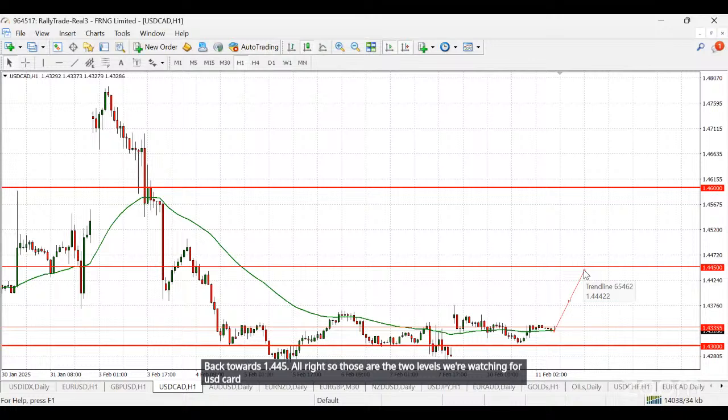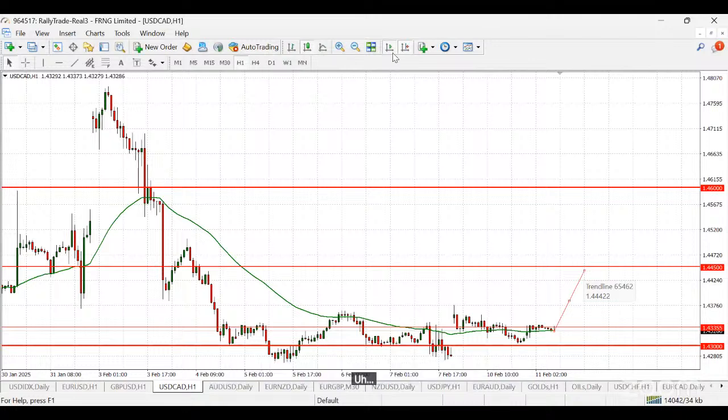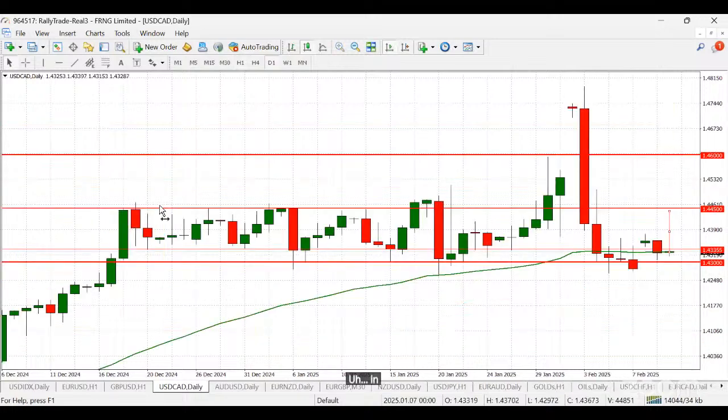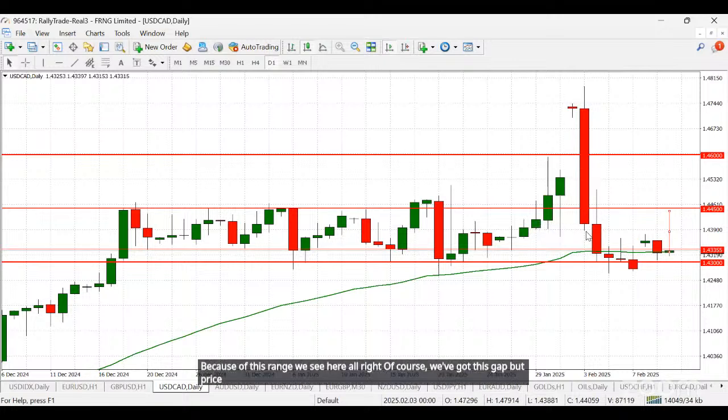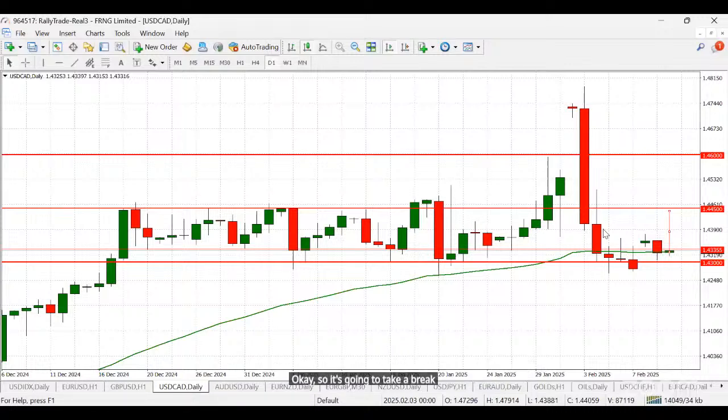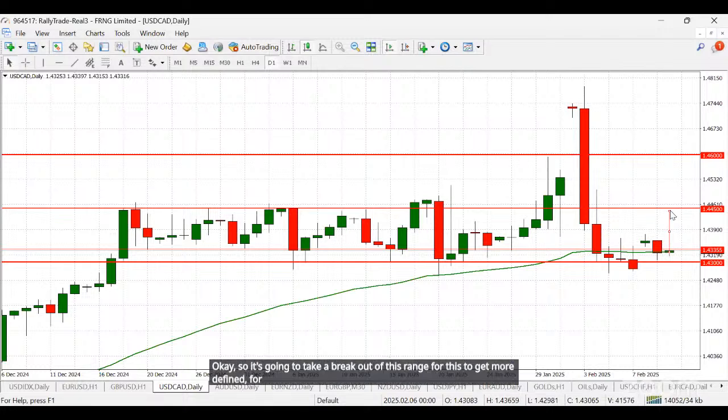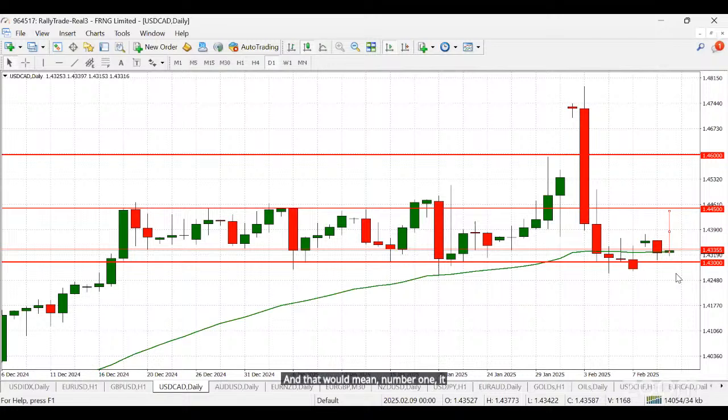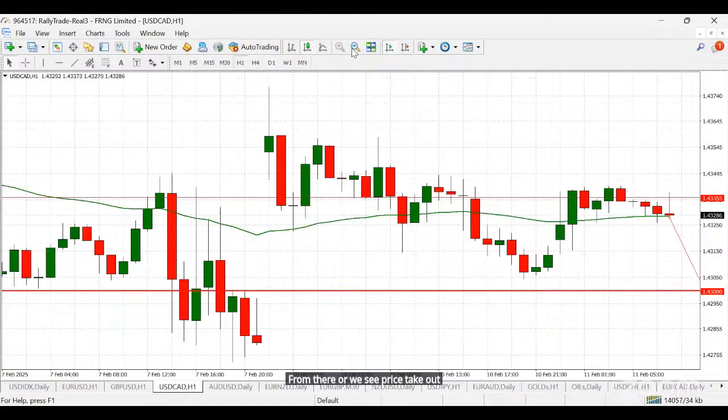We're in between 1.445 and 1.43 because of this range we see here. Of course, we got this gap, but price has since filled that gap and is now back into that range. It's going to take a break out of this range for this to get more defined, which would mean either it takes out this support at 1.43 and gets bearish from there, or we see price take out this resistance here.